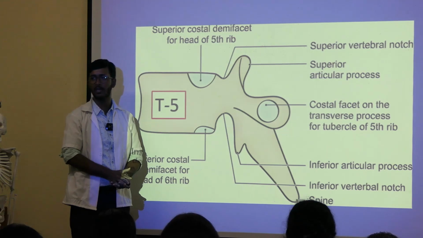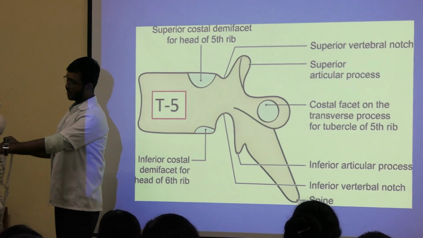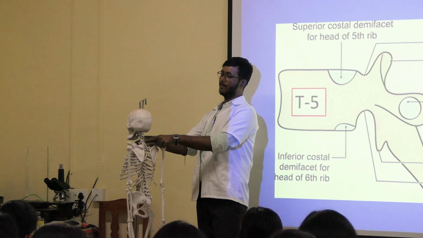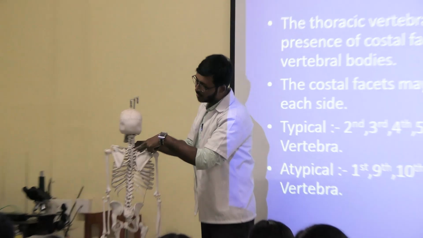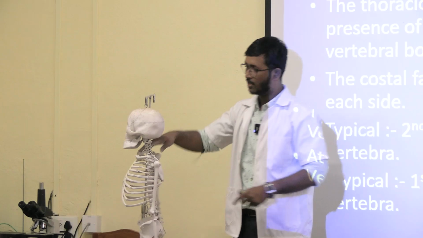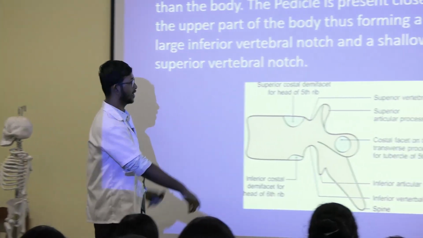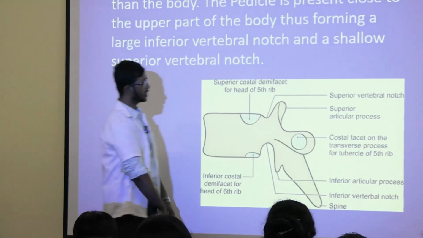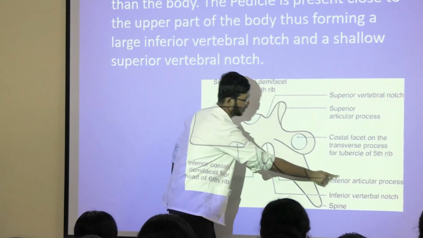Then this is the spinous process. In the thoracic vertebra, the spinous process is more vertical in shape. As you can see, these are your cervical vertebrae. These are pointed, but in this thoracic vertebra, the spinous processes are directed vertically downwards, like this. But in our cervical vertebra, the spinous process is pointed.